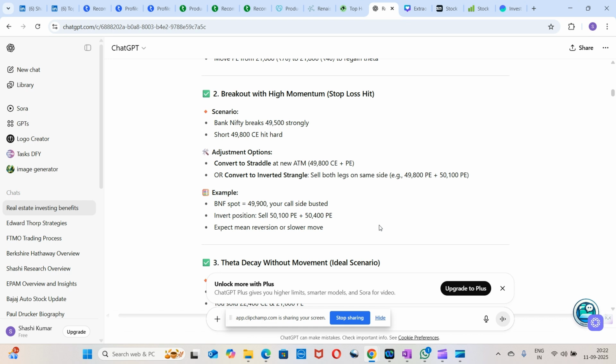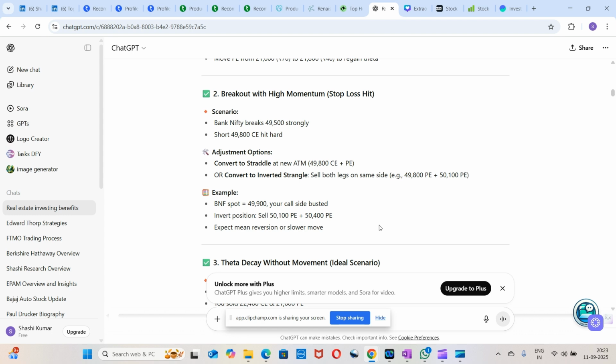Okay, so this is, that one leg, whatever range you had, one of the legs range is hit, but it's hit with high momentum in this case. Okay, so suppose the 49,800C in this case, which you shorted, has hit hard. Okay, so the adjustments that you could do are, you convert this strangle into a straddle, you put this straddle at the new ATM where the market is basically.